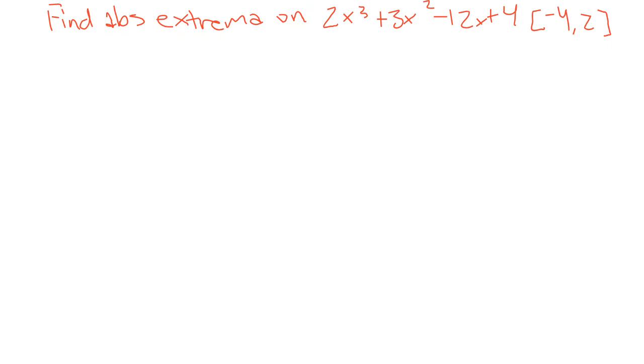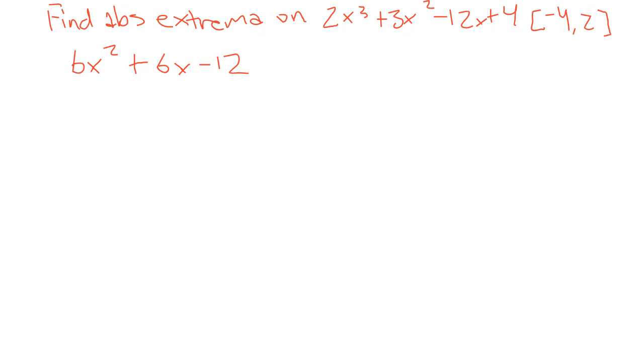So our first step is to find our critical points. When we find our critical points, we're going to take our derivative. So the derivative of 2x cubed is 6x squared. The derivative of 3x squared is going to be 6x. The derivative of minus 12x is going to be -12. And the derivative of 4 is just 0.